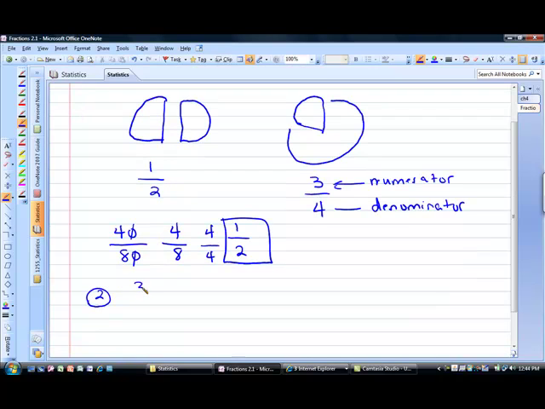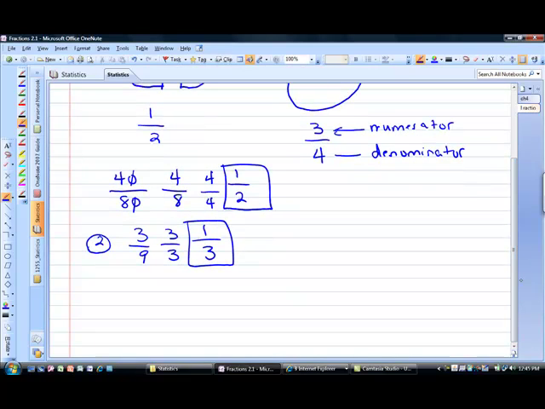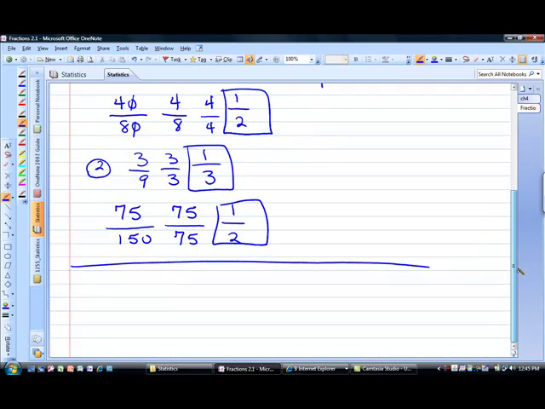Next, we have 3/9. We will divide the numerator and denominator by the common factor, which is 3. Our answer is 1/3. 75/150. Our common factor is 75, so this results in 1/2.